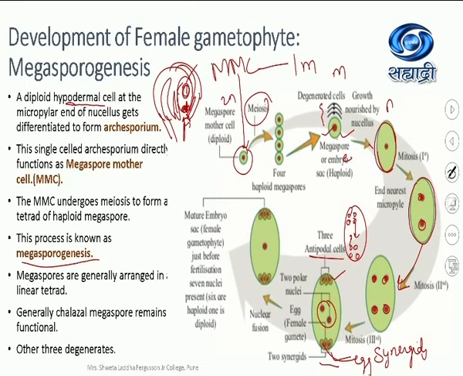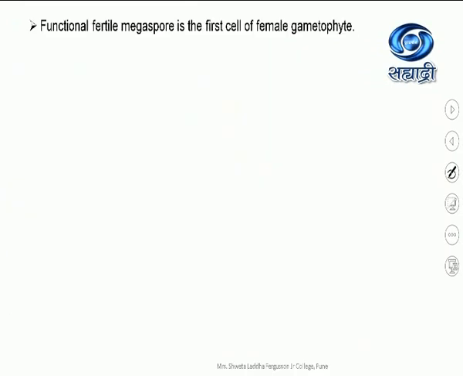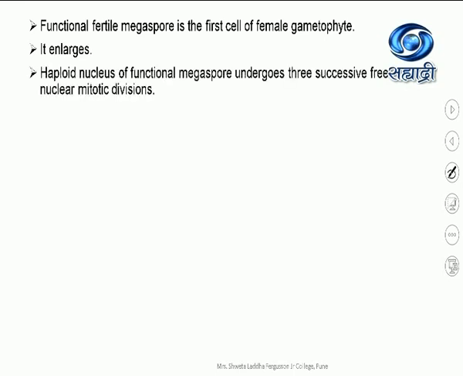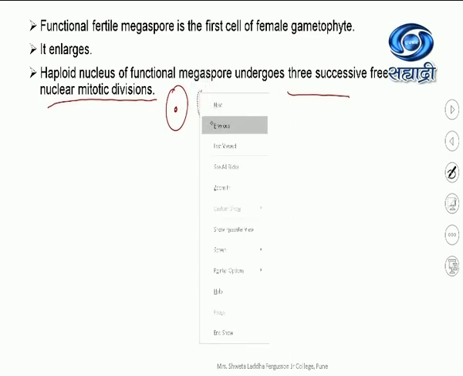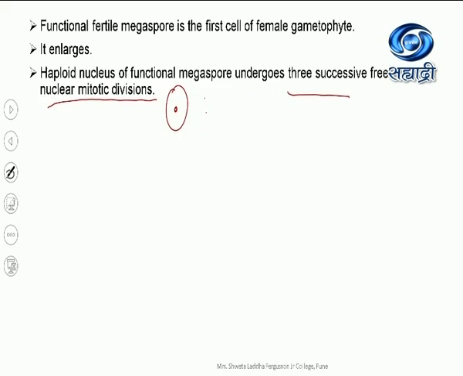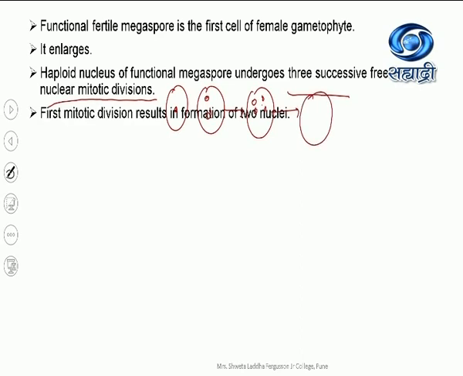Let us proceed. We'll study this process in detail. The functional fertile megaspore is the first cell of the female gametophyte. It enlarges. The haploid nucleus of the functional megaspore undergoes 3 successive free nuclear mitotic divisions. How many nuclear mitotic divisions? 3. So initially it is haploid having a single nucleus. After the first mitotic division, it will give rise to 2 nuclei. After the second, it will give rise to 4 nuclei, 4 at the top. Then it will give rise to 8 nuclei. So in this way it undergoes 3 mitotic divisions.